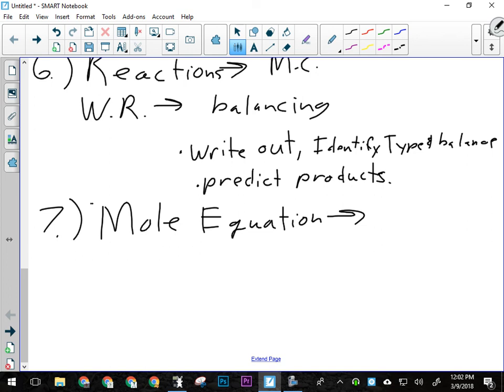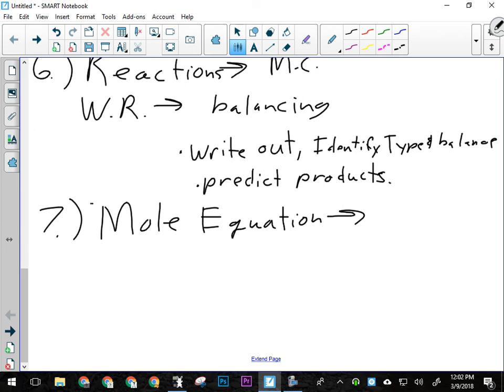There's 51 marks. Each one of the mole equation questions, some are worth 3, some are worth 4, depending on how much is involved. There's 33 multiple choice. I'm not done the written yet.